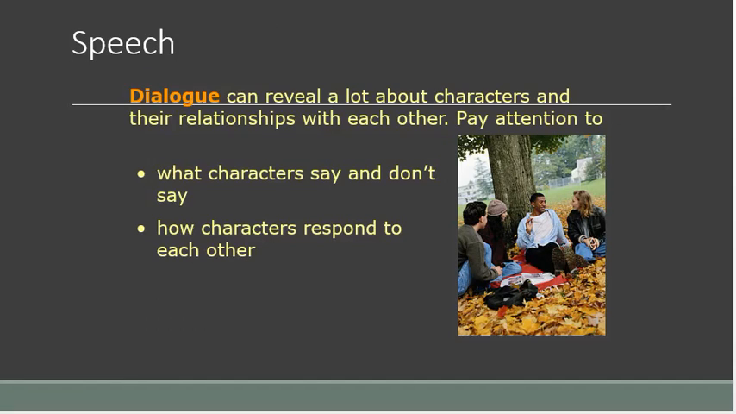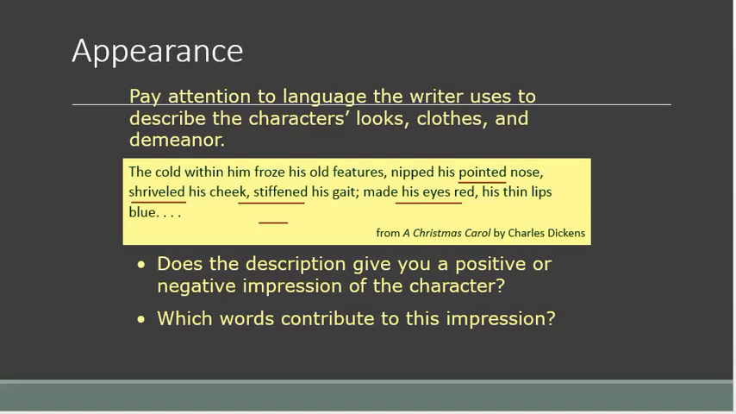So here are the ways again. Pay attention if you're looking at a character's speech, the dialogue. Dialogue in terms of what the character says, and sometimes there's a lot of power in what a character doesn't say, but also how characters respond to one another. That's very important. When looking at the appearance of a character, pay attention to the language the writer uses to describe the character's looks, clothes, and demeanor.